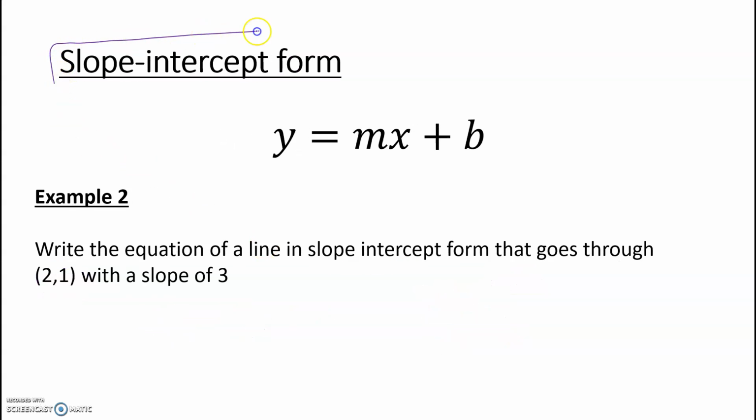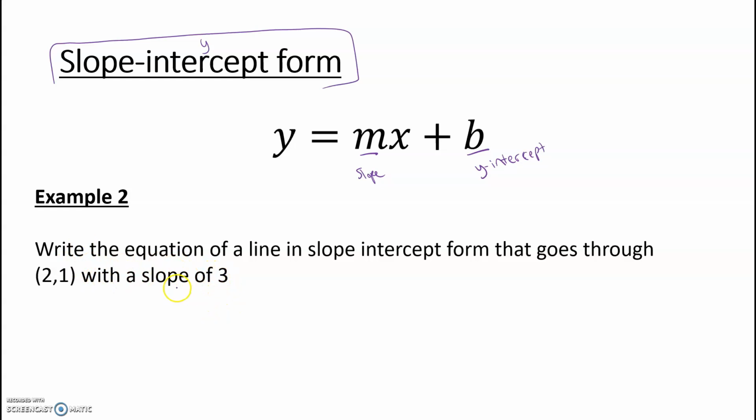Slope-intercept form, again, the reason for the name is you need a slope and a y-intercept, right? Your m is your slope, and your b is your y-intercept. All right. So this says write the equation of a line in slope-intercept form that goes through point 2, 1 with a slope of 3.